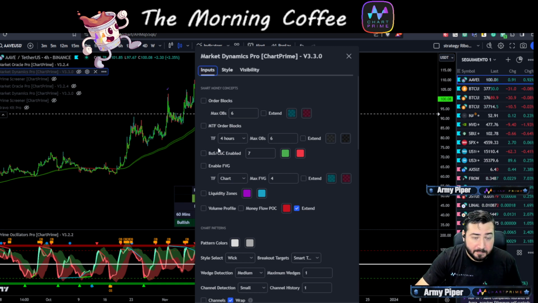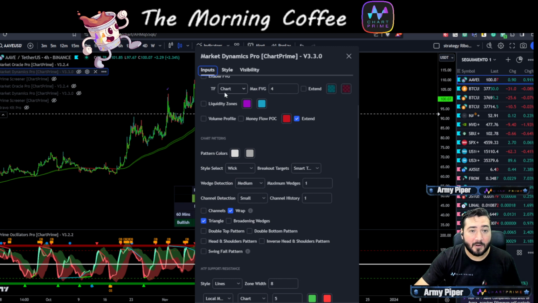Let's also skip break of structure and change of character. Let's also skip fair value gap. All right. Let's also skip liquidity zones. Let's also skip volume profile and money flow. Why? Because we want to use the bare minimum. All right. So what works the best?